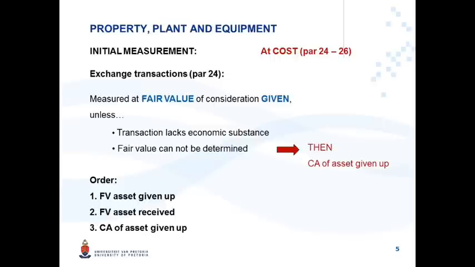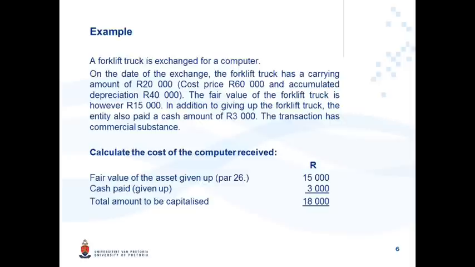So what is my order? First price: the cost of the PPE acquired is the fair value of the asset given up. If I do not have that fair value, I measure it at the fair value of the asset received. If I cannot determine either fair value, the cost of the new PPE item is the carrying amount of the asset given up. Let's look at an example.